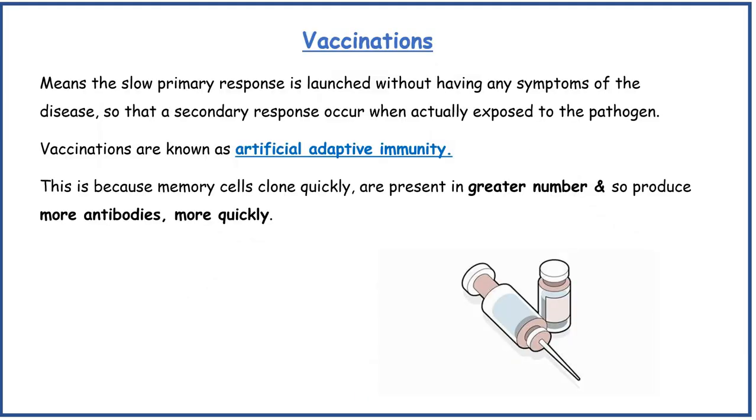So vaccinations mean that the slow primary response is launched without having any symptoms of the disease, because in a vaccination it's a dead or weakened strain. And that means that you can build up this primary response so that a secondary response can occur when actually exposed to the pathogen. So vaccinations are known as artificial adaptive immunity. This is because memory cells clone quickly and are present in greater numbers and so produce more antibodies more quickly.